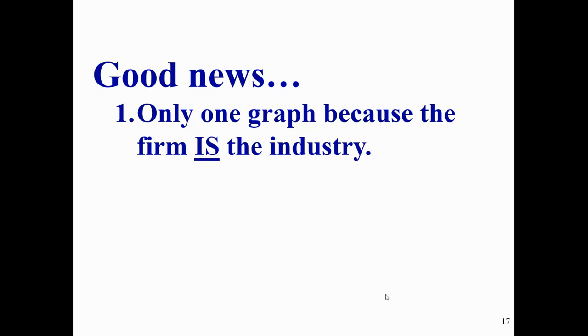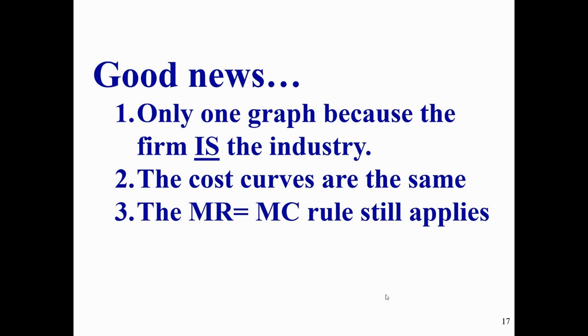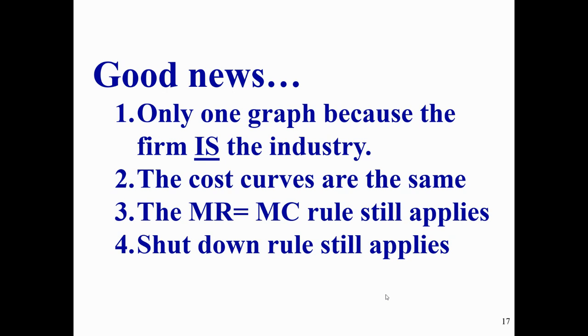So what is the good news, Mr. Rhino? Why is it so nice and easy to learn about monopoly? Well, because first, only one graph. Yes, we just have one graph. We don't need to compare firm versus industry because the firm is the industry in a monopoly, right? Number two, the cost curves are the same: ATC, marginal revenue, marginal cost, marginal fixed cost, average total cost, average variable cost, average fixed cost. The marginal revenue equals marginal cost rule still applies, and the shutdown rule still applies.